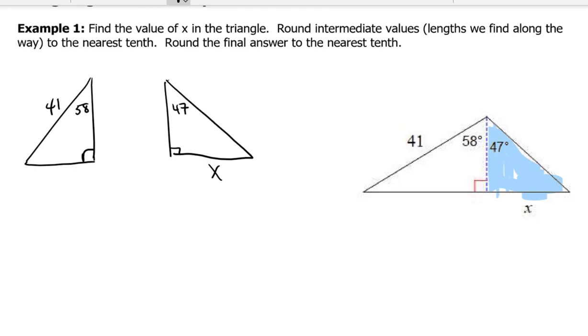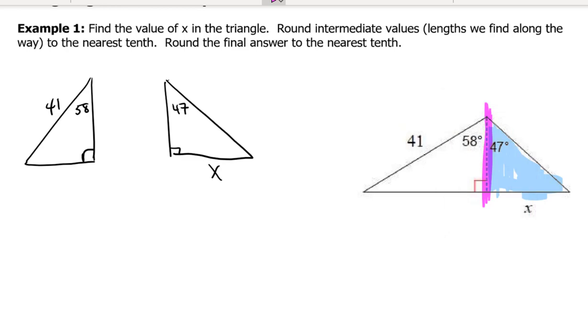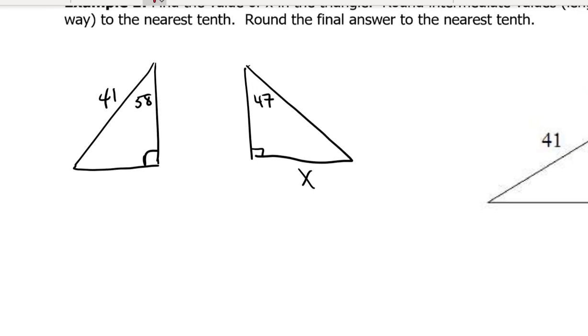Now, looking at these, notice they both share this side right here. Okay, that side is shared and it's common between them. And I don't know what that side is, but if I did, I would need to use that side to help me find the value of x. So the first thing I'm going to do, I'm going to randomly pick any letter that you want, but we're going to use y here. And I'm going to call this side that they share y.